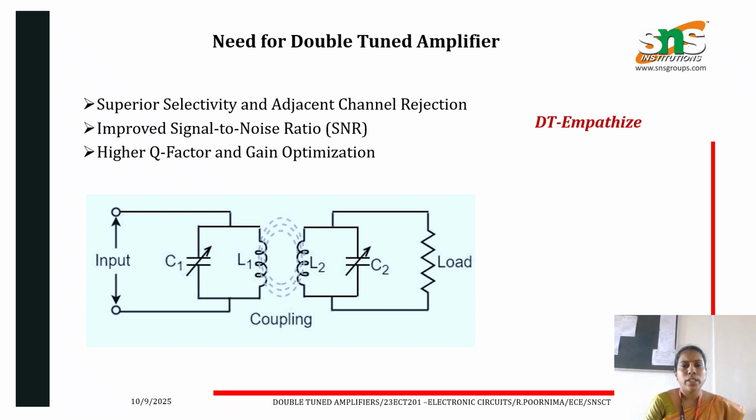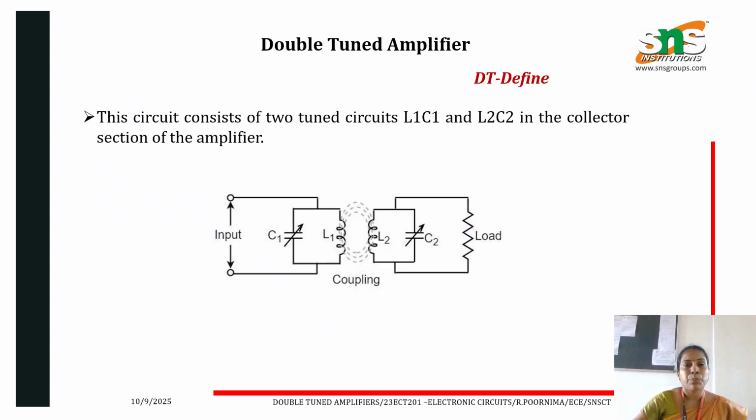We have already discussed the tuned amplifiers. Here we need to improve the selectivity of the amplifier and also adjacent channel rejection. This can be achieved by using a double tuned amplifier, and it also improves the signal to noise ratio of the amplifier circuit, and it provides better selectivity by using a higher quality factor and gain optimization. So here we have two tuned circuits in the amplifier.